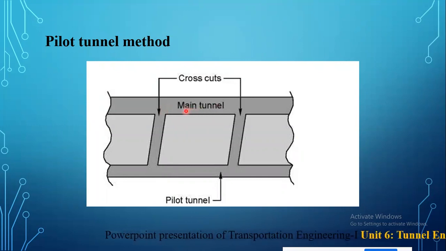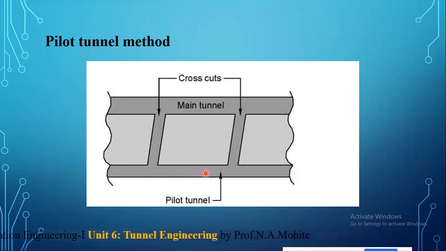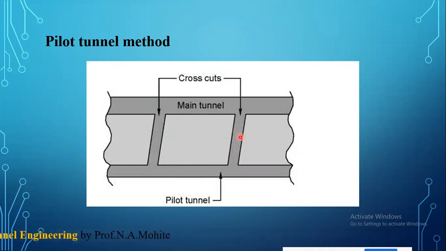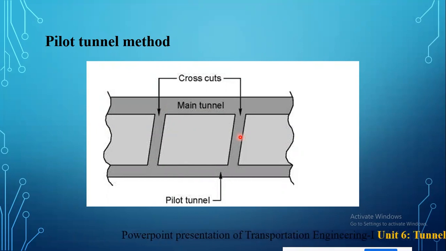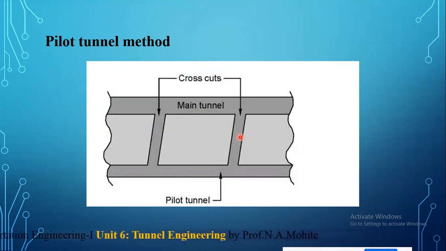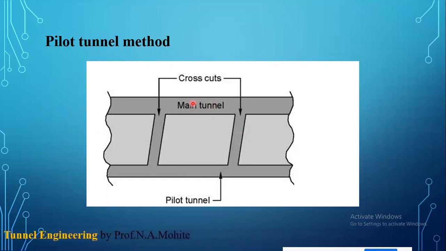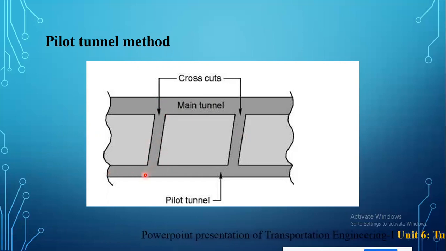Here you can see the main tunnel is here and the pilot tunnel is here, and it has been constructed or driven parallelly. Cross cuts are being provided, which give an advantage whenever there are certain incidents or accidents, or in order to provide ventilation and lighting in the main tunnel, or to remove the muck as the work goes on. You can take it off from the pilot tunnel.